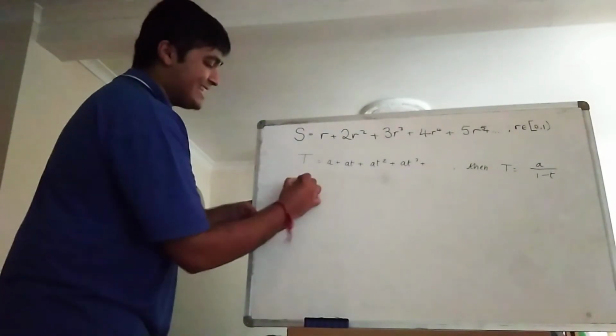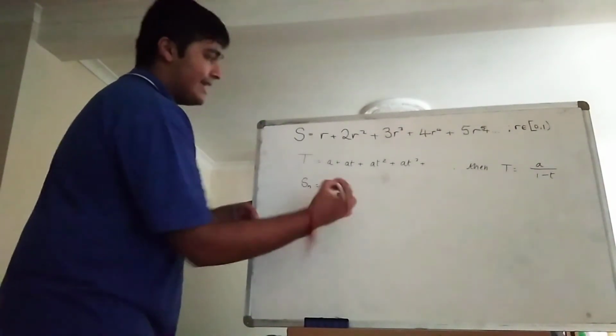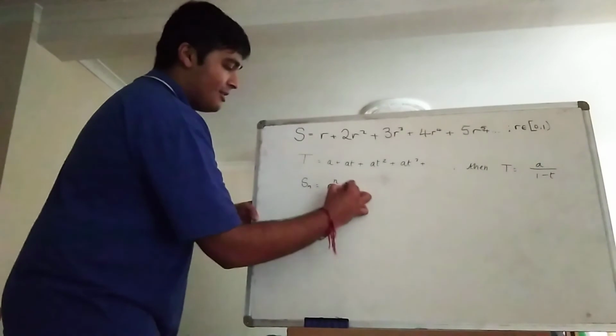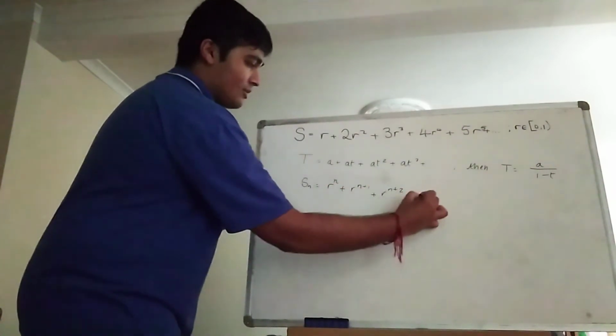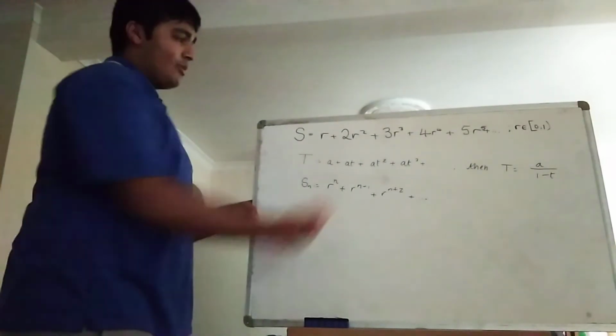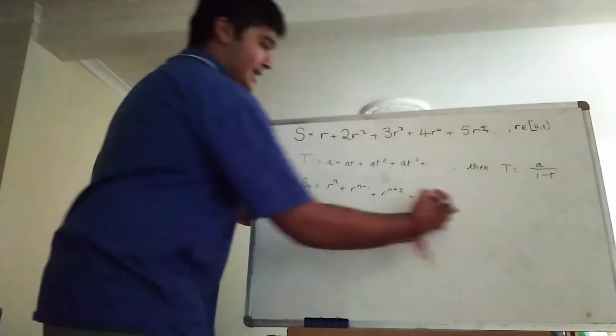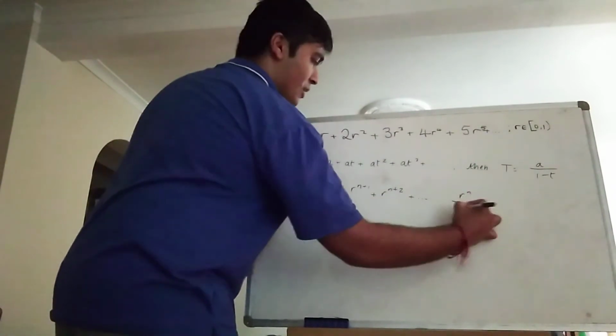Now I'm going to define Sn to be this thing here. It's going to be r to the n plus r to the n plus 1 plus r to the n plus 2 plus dot dot dot. But by what we've just shown, this is the same thing as r to the n over 1 minus r.